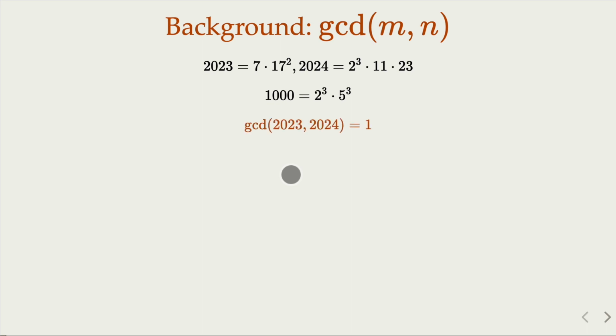Now, for the GCD of two integers, earlier we have these two quantities here. The GCD here happens to be 1 because there are no common factors. There's no common divisor other than the number 1. For another number, 1000, in this case, we know that the GCD of the first two numbers is 1. However, for 1000 and 2024, they do have a common factor of 2 to the third power. That is the greatest common divisor.